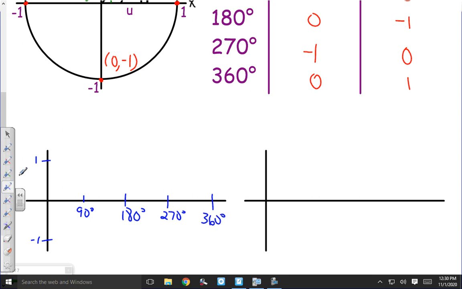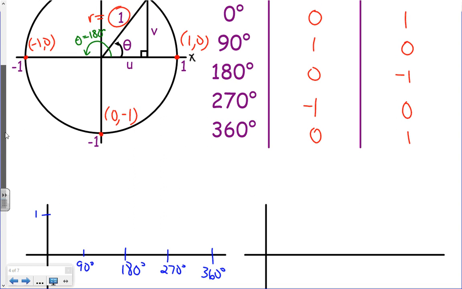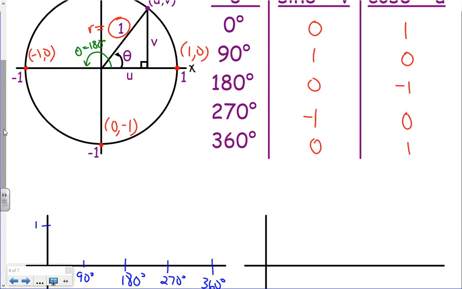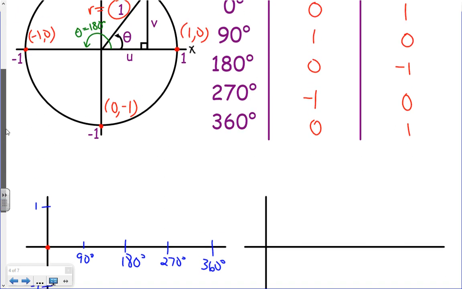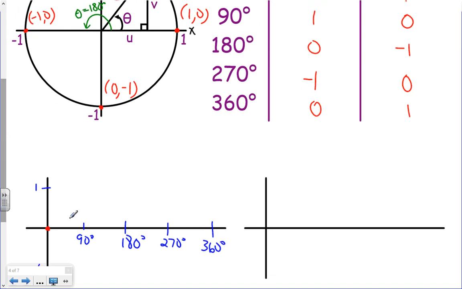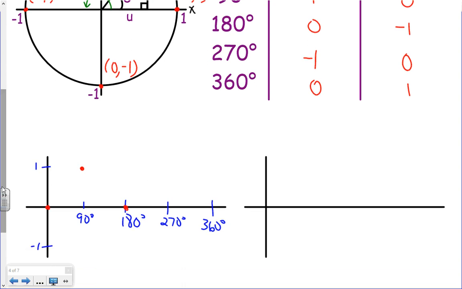All right, so now let's plot some points that we came up with, and then we'll sketch the curve that goes through those points. So starting out at theta is equal to 0 degrees, it turns out sine is equal to 0 at that point, because sine is equal to the vertical component, the v value, and that's 0 there right on the x-axis. At 90 degrees, sine is equal to 1, so I've got to plot a point up here. At 180, sine is back to 0. At 270, sine goes down to -1. Sine is at -1, somewhere about right there. And then finally at 360, we're back to 0.